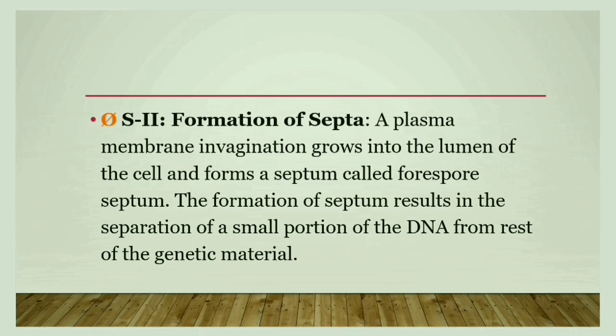That is, a plasma membrane invagination grows into the lumen of the cell and a septa is formed there, and this septum is called the Forespore septum. This formation results in the separation of a small portion of the DNA from the rest of the genetic material. That is, the smaller portion as well as the larger portion of the bacteria consist of DNA.